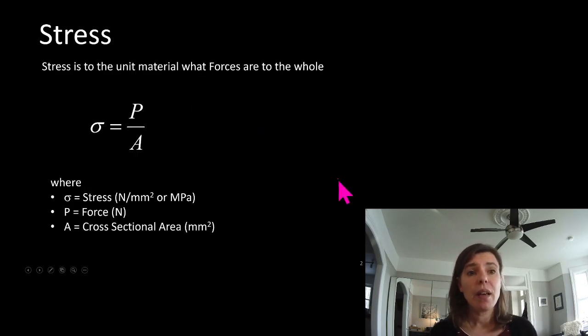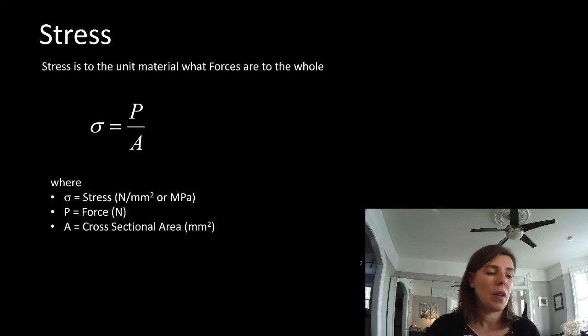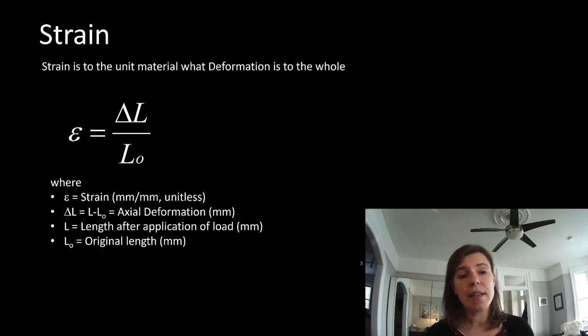So last week we talked about stress. Stress is force divided by area, and it is to the unit element what force is to the overall object. We can define it for an overall object because we have a force and an area. Stress takes us back down to the unit element and allows us to talk about it as a unit element. Strain is to the unit element what deformation is to the object. We define it as delta L divided by original L, or the change in length divided by the length.